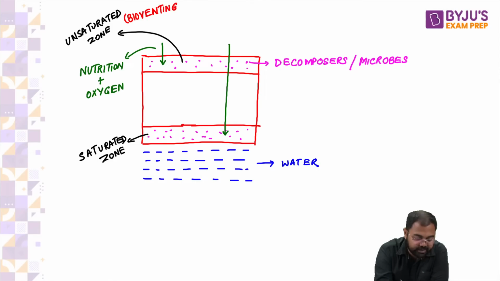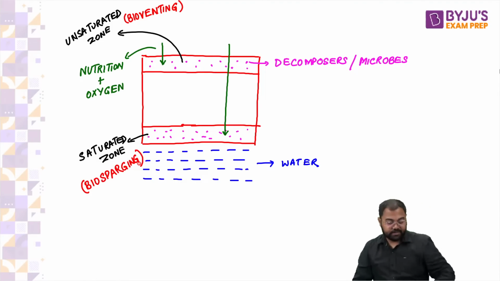This is called bioventing. And the one being carried out in the saturated zone is called biosparging. So what will be the difference between biosparging and bioventing?